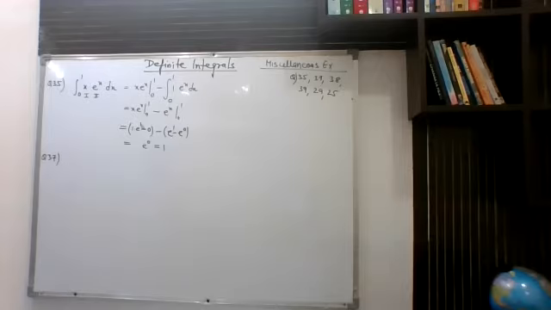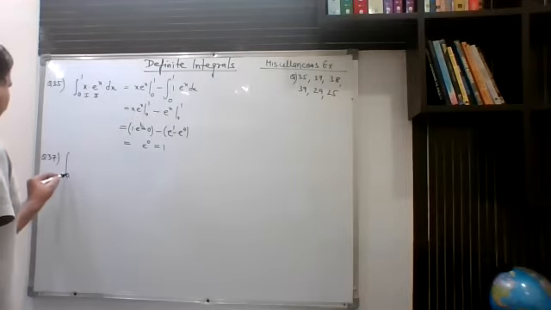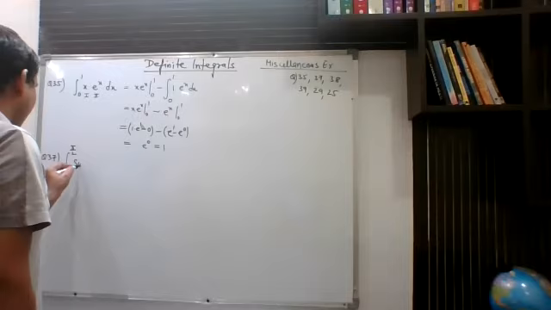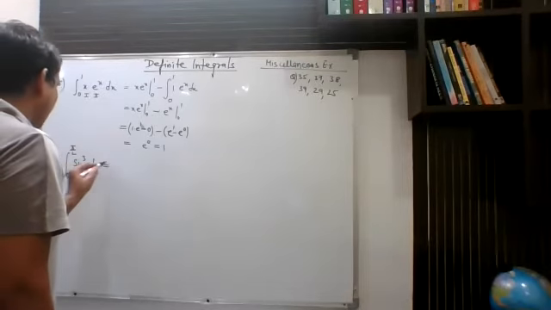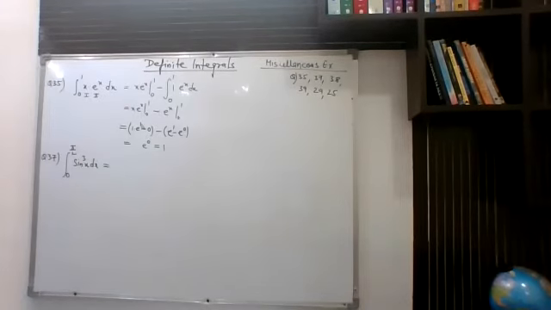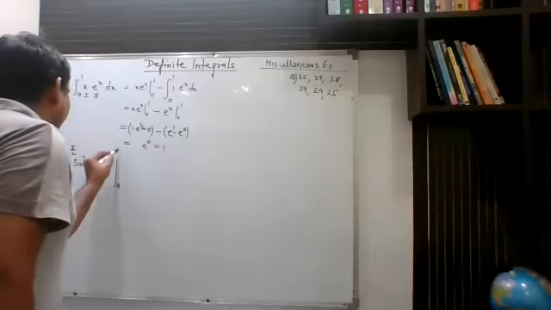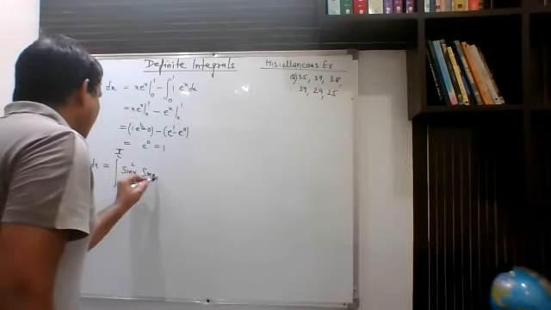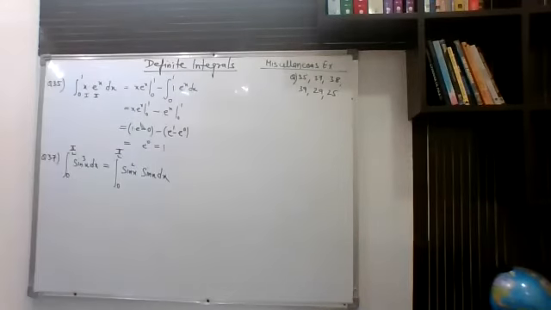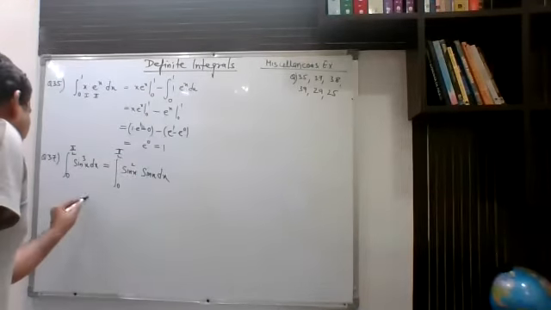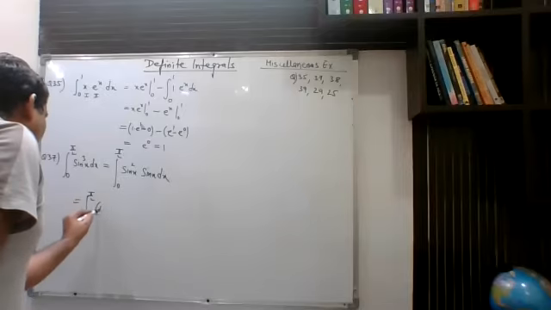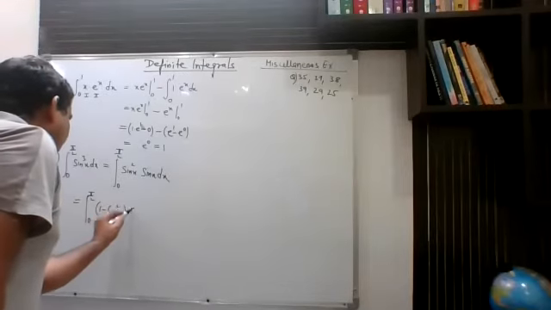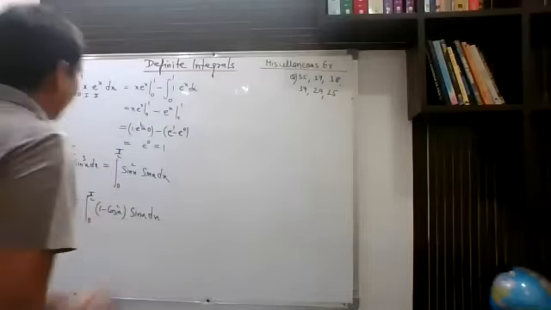In question number 37, it is the integral from 0 to 90 of sine cube x dx. Now you can see this question has an odd power of sine. So you know how to settle an odd power of sine and cos. Let us rewrite the question in this form. Now this sine square x can also be written as 1 minus cos square x, dx, sin x dx.